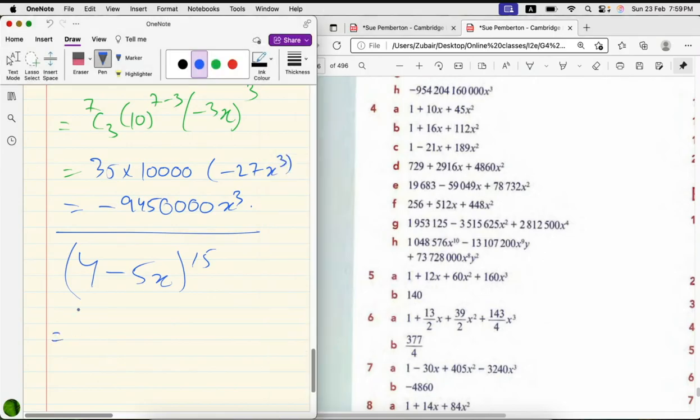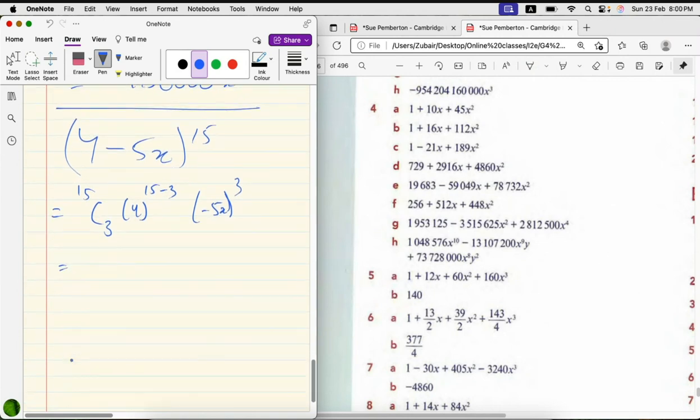Did you try 15C3, 4 raised to power 15 minus 3, and minus 5x raised to power 3? Yep. Okay, and doing them individually, 15C3. Oh, I think I know what the issue is. Instead of raising negative 5 and x both to the power of 3, I just made it together. So it's negative 5x cubed, not changing that. Yeah, I didn't put 125. Okay. So multiply just the numbers and see.